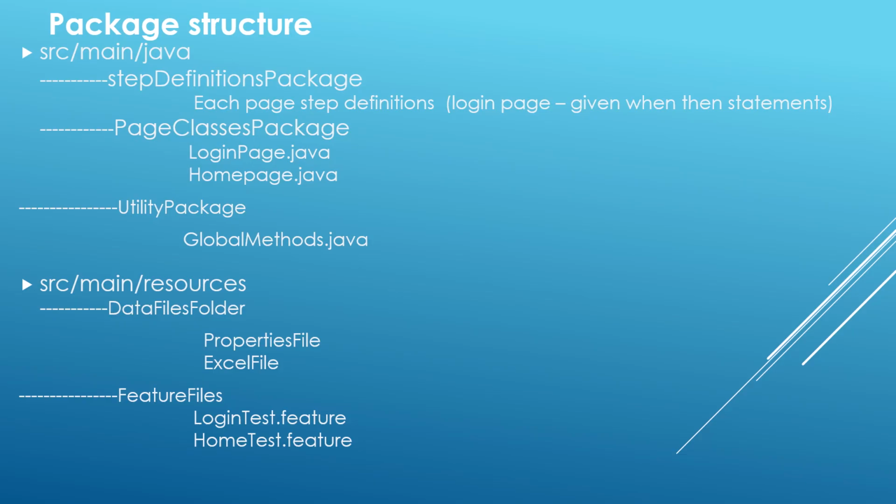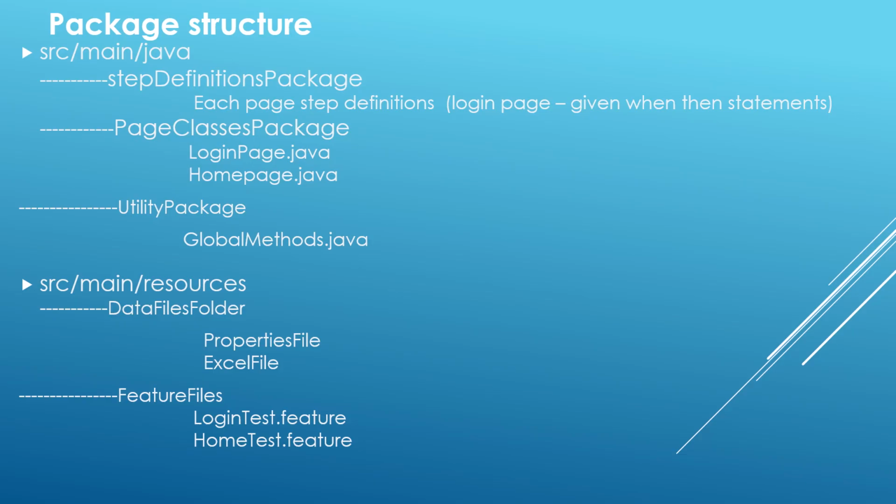Similarly, we have one more package, the utility package. It contains all the global methods. We'll create one class under it, GlobalMethods.java, and in this class we'll mention all those methods that are global, which means our whole framework is utilizing them. Suppose you are taking a screenshot, or doing any prerequisite before the execution of a test, like making a database connection, so you have created one method for that; all those methods will reside under the global methods class. This is about the src/main/java package root.